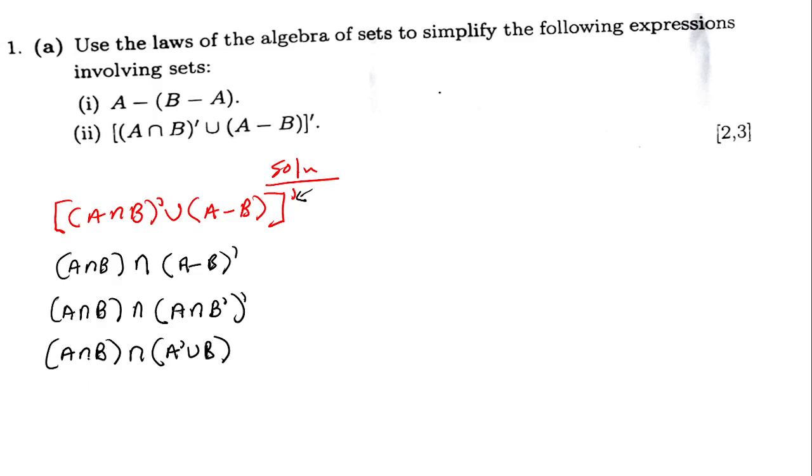Now if you look at how it is, this A intersection B is more like the small set. Since we are intersecting, you're going to pick the small set. So A intersection B is more like a small set. So your answer will simply be A intersection B. That's the final answer.